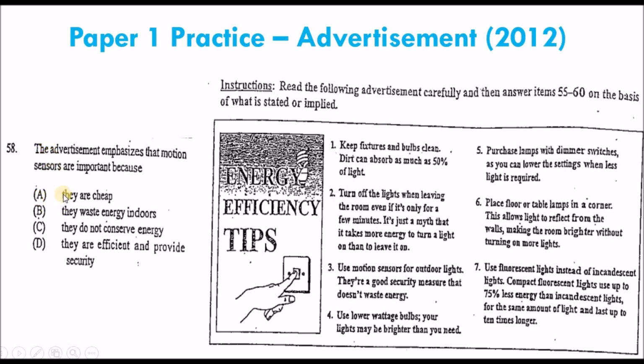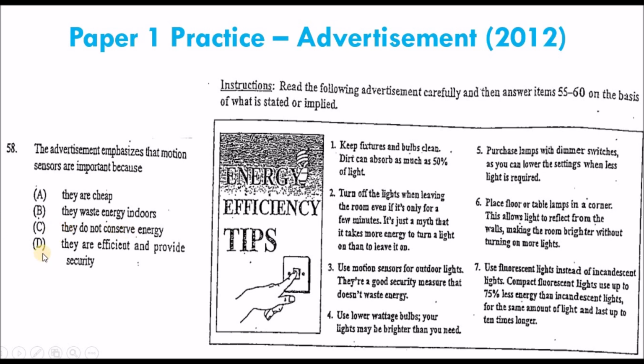So let's look at the responses. They are cheap. Was that mentioned there? No, it was not. They waste energy indoors. Was that mentioned there? No, that was not mentioned. So we have A and B automatically eliminated. So let us look at C and D. They did not conserve energy. Was that stated in the passage? Tip 3 specifically? No, it was not stated. So automatically we eliminate C.